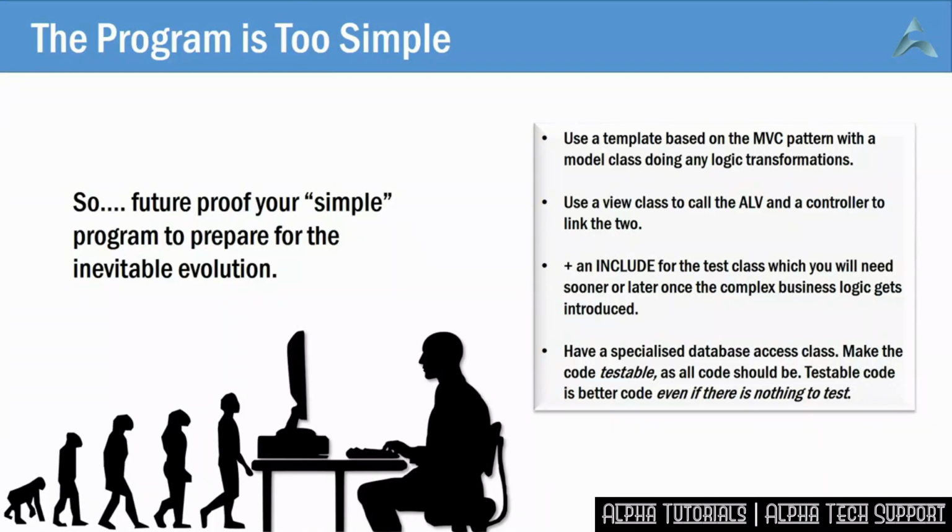So we have now dealt with the fallacy that some programs are too simple to be testable. In the next lesson, we'll see another objection, which is the contrary one, the exact opposite argument.